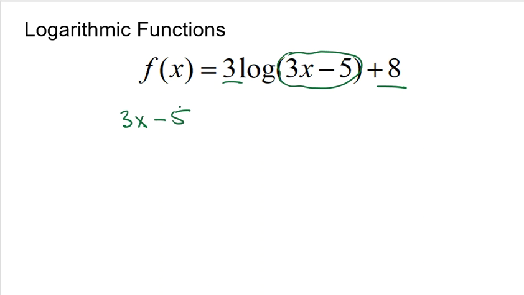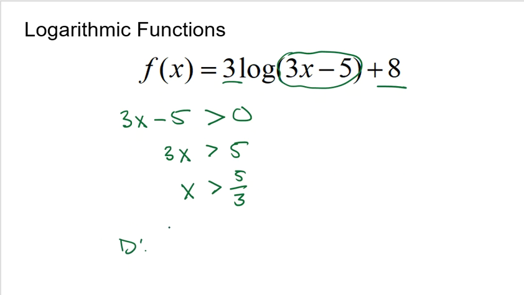So again, don't think about what it can't be. What it can't be is 0 or negative, but the domain is what we can be. So 3x minus 5 has to strictly be greater than 0. So all we got to do is solve this, which is pretty easy to do. And x is greater than 5/3. As long as x is a number greater than 5/3, you are in the domain.